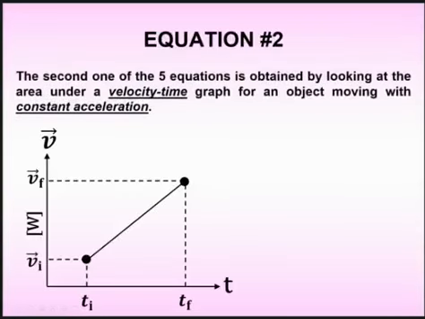Everyone, the second one is going to be created by looking at what kind of graph? It's a velocity and time graph. So the second one of the five equations is going to be obtained by looking at the area under a velocity-time graph for an object moving with constant or uniform acceleration. Everyone, go ahead and shade this region right here.